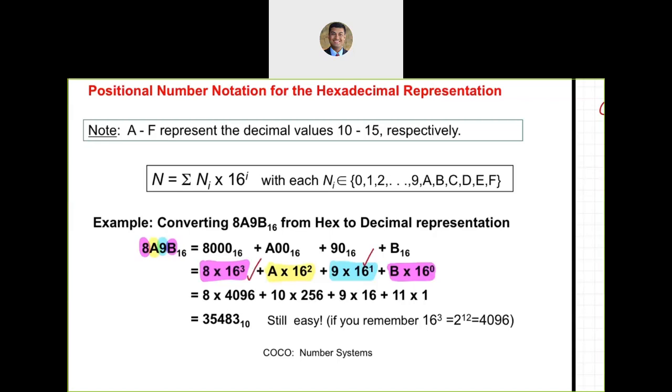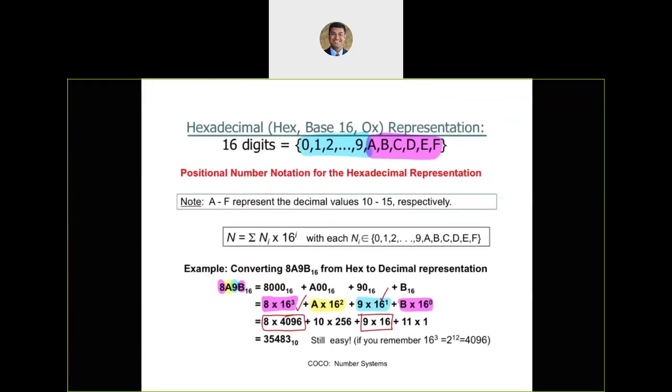No problem. Those are numbers. I can multiply. I can get the result as that guy and that guy. That's fine. However, A times 16 raised to 2, what is that? A needs to be converted into decimal number system. B needs to be converted into decimal number system. So let's take a look here.